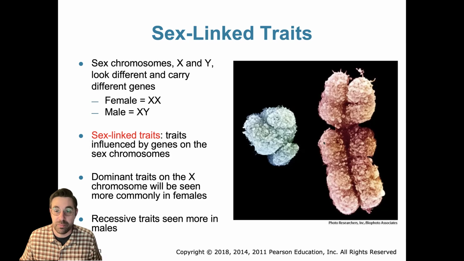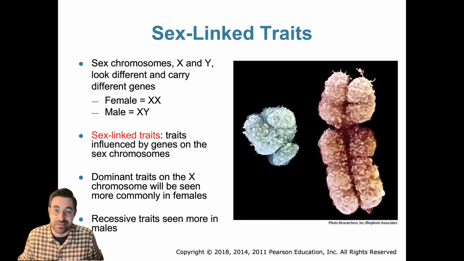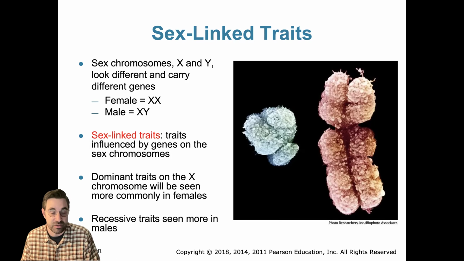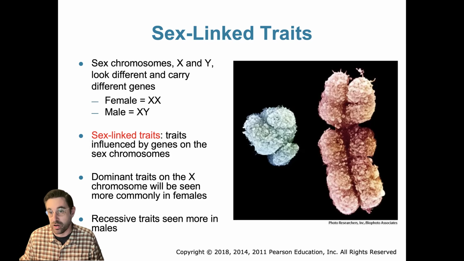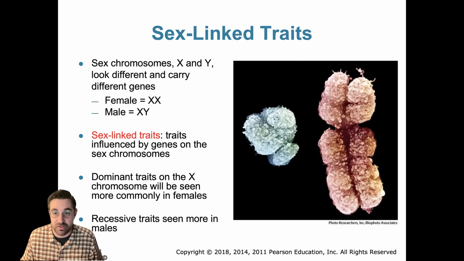What generally happens then is that if you have a dominant version of that trait, it's going to tend to show up in females, right? Because dominant traits show up phenotypically if they appear in either of the pair. So if I have an X and an X, I'll be much more likely to have at least one dominant version of the allele, and so I will show that trait. So females will tend to show dominant traits.